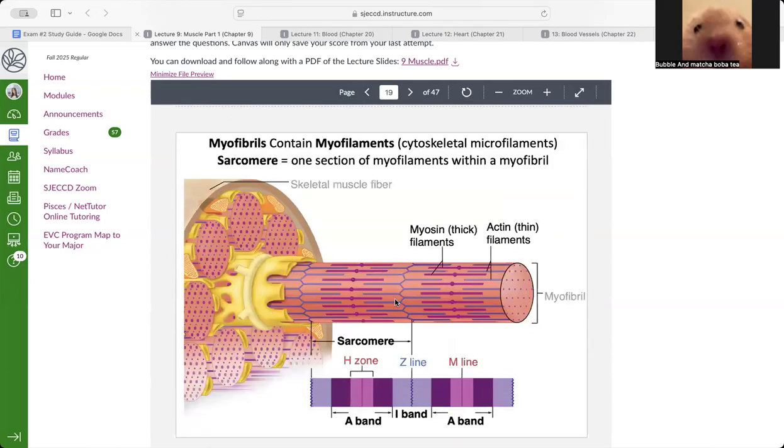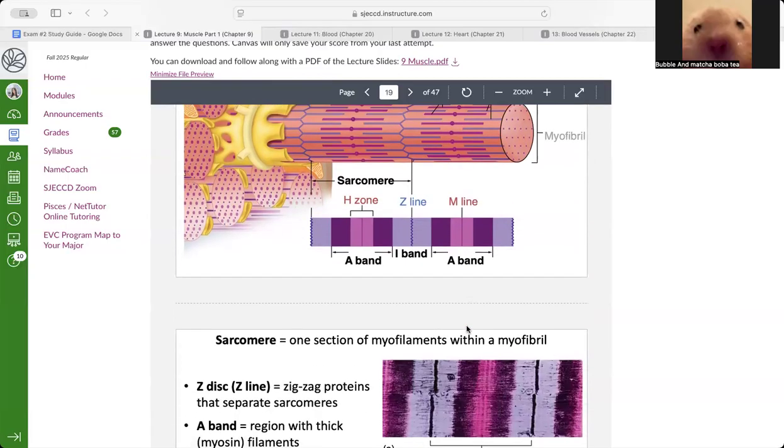And myofibrils contain myofilaments. Myofilaments are cytoskeletal microfilaments, protein filaments made up of cytoskeleton that fill up the myofibrils and allow the muscle fiber to contract. There are two types: the thick filament and the thin filament, which are myosin and actin. They run along this whole thing right here. The filaments are chopped into different pieces and held together in a sarcomere, and each sarcomere runs in a zigzag line to the next sarcomere.